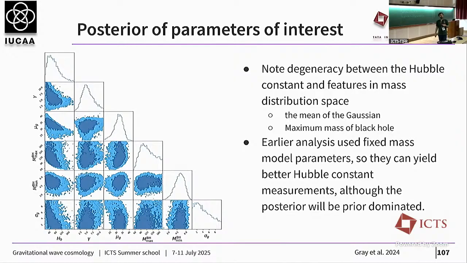So in earlier papers, what we used to do in the LVK collaboration was that the population parameters were fixed to the parameters that were found in previous analysis. If you do that, then of course you get much better constraints on H0. So you would see that earlier constraints on H0 from the LVK collaboration were quite tight. But then we realized that, yeah, there is this degeneracy. We should not fix them. We should allow them to vary. And once we do that, the allowable range of H0 increases, yeah.